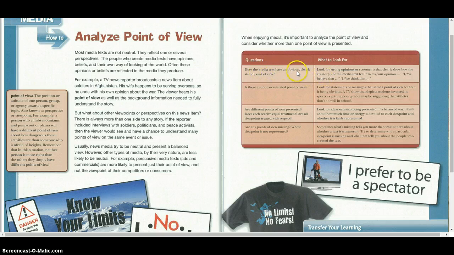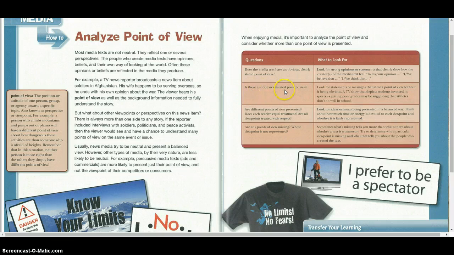Does the media text have an obvious, clearly stated point of view? Look for strong opinions or statements that clearly show how the creator of the media text feels. So we use these in our assignment for our opinion piece. These are opinion sentence starters or persuasive sentence starters. In my opinion, or in our opinion, if it's a group or an agency, they might say this, okay? I or we believe that, or I or we think that. Look for these strong opinions in the media, and then you know it's from their point of view because that's their opinion. You may not agree with that, and it may not be healthy for you to agree with that or to think the same way they do.